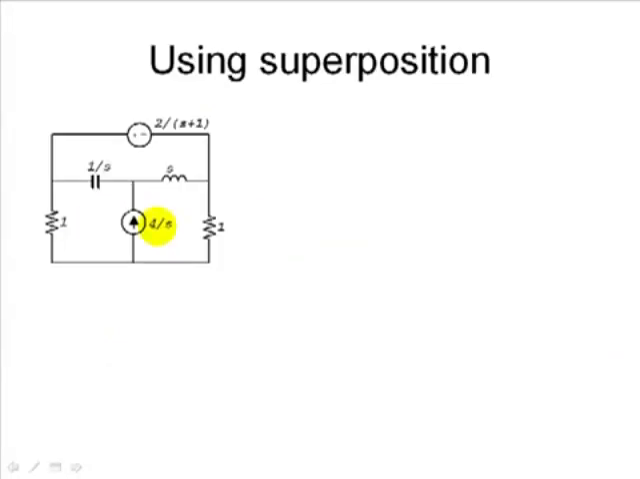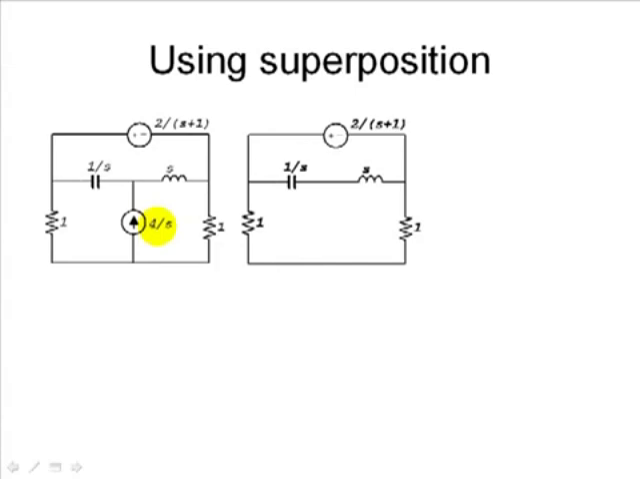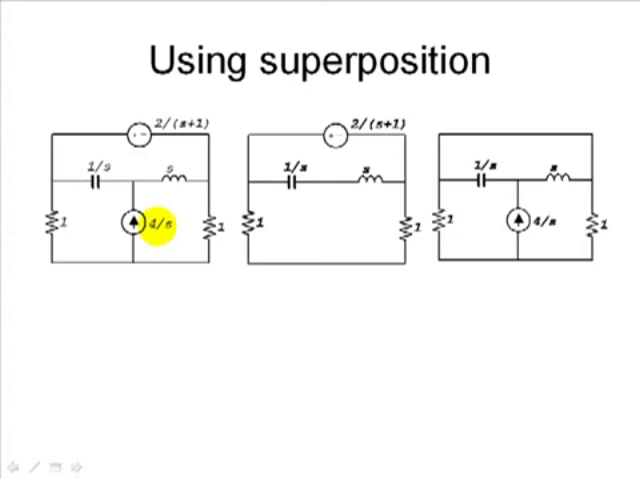Using superposition, we have two sources. We identify the circuit that each one of them sees separately. In this case, we eliminate the current source. In this case, we eliminate the voltage source. And then we find the contributions to the current in that inductor by each one of the sources. We compute this current, the contribution of the V source to that current. That current is simply the value of the source, 2 over s plus 1, divided by the sum of those two impedances. That is this current, after some simplification.